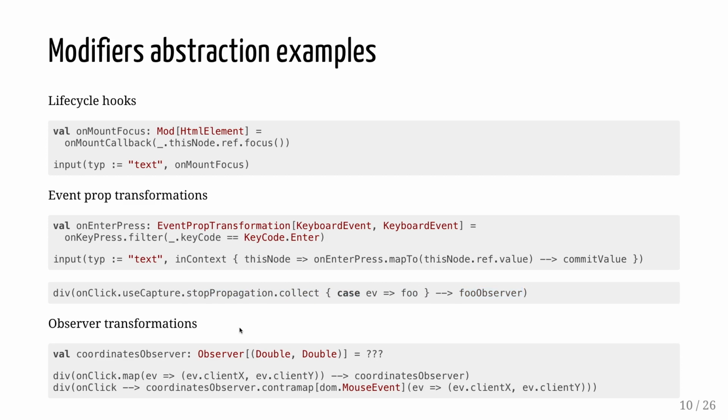Speaking of observers, when you perform these transformations like map, collect, filter, so far I showed you how to do it on the event side, on the left-hand side of the arrow, but you can do the same transformations on the observer side. Well, if it's a map, then it would be a contramap on the observer side. And so instead of creating a new event prop transformation, which is mapped, like here, it would create a new observer, which would now be not an observer of coordinates. This, what I've just selected, is an observer of a mouse event.